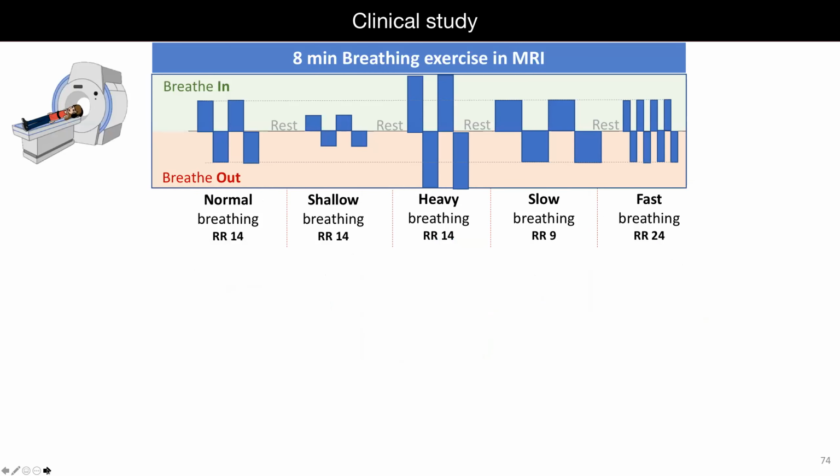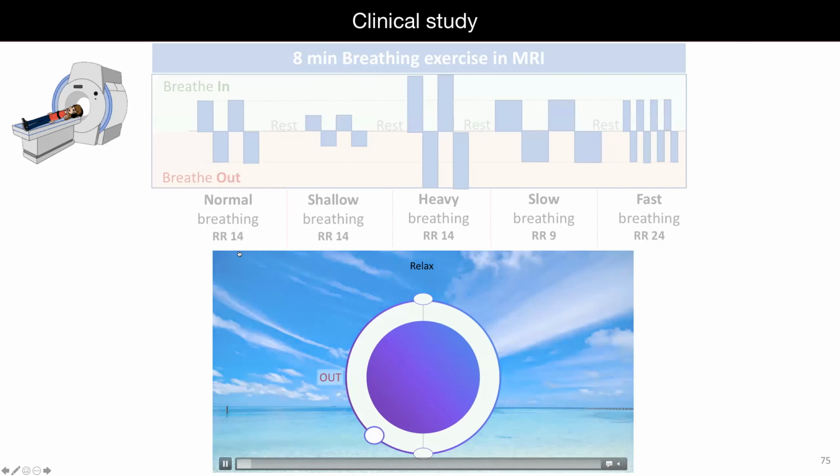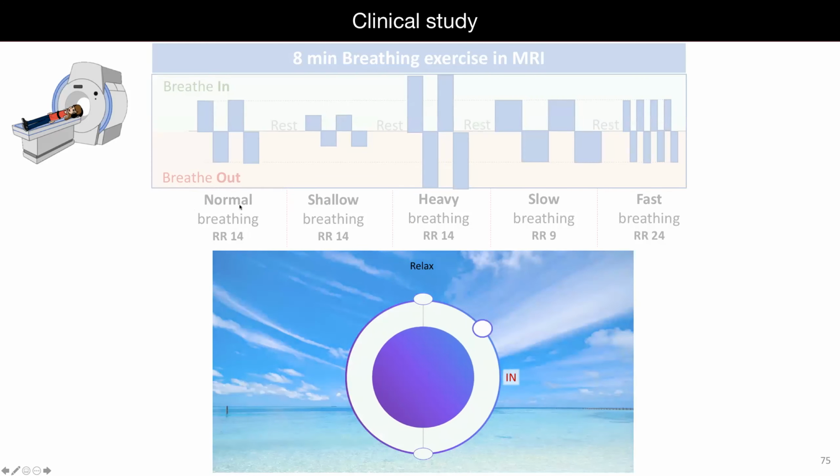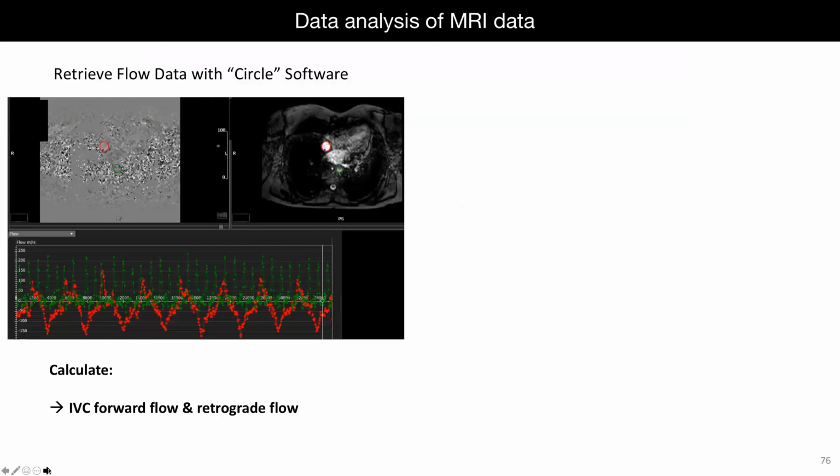So we wanted to look at the effect of different types of breathing. We can do it in this in vitro simulator, but we wanted to validate it clinically. So with a group at Children's, we conducted a study on people with a Fontan physiology, and we had them in the MRI breathe in different ways: normal breathing, shallow, heavy, slow, and fast breathing. They use this kind of meditation app to regulate their breathing and follow certain patterns. We're very grateful to these patients.